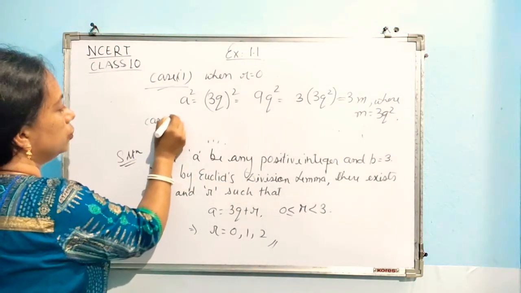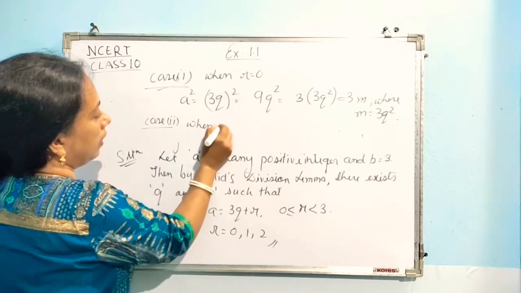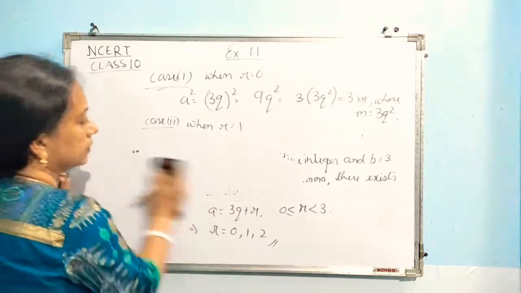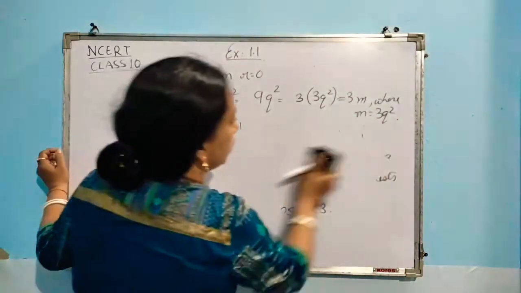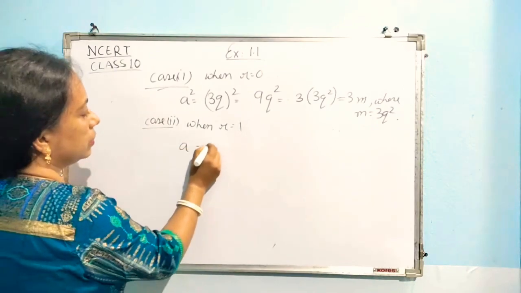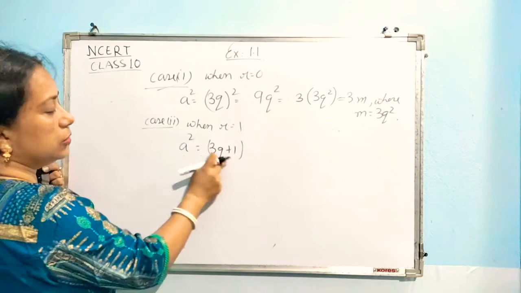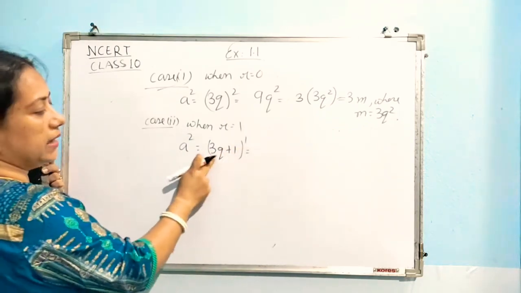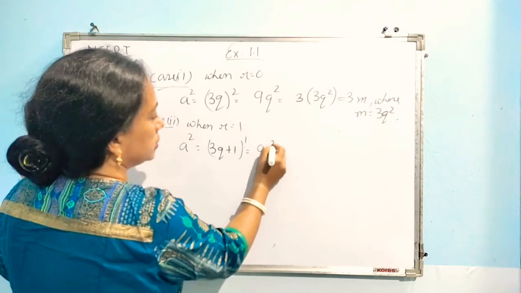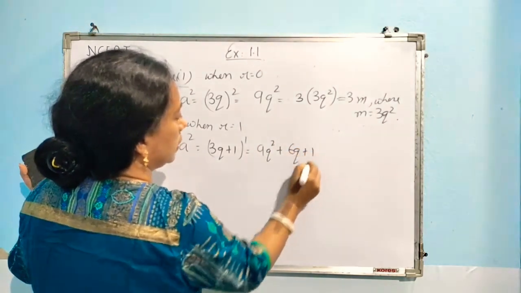Clear? So we have expressed that a square is in the form 3m in the first case. Similarly, we have to deal with the other 2 cases also. When r equal to 1, what will be the value of a? a is equal to 3q plus 1, no? So a square means 3q plus 1 whole square. Now use the a plus b whole square formula and break it up: 9q square plus 6q plus 1.